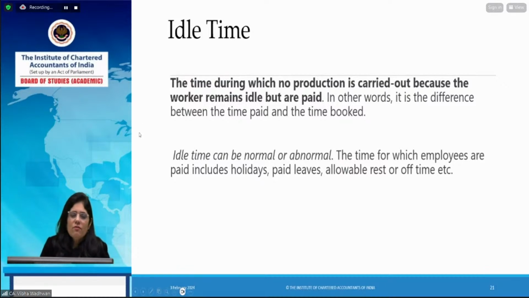So this is where we were, at the idle time, where no production is carried out because the worker remains idle. So we have to minimize the abnormal idle time again. We cannot be so harsh and cut down on their lunch break or their refreshment break. No, idle time has to be there. The worker needs an idle time, but there should not be abnormal idle time. If the lunch break is half an hour, they are spending 1 hour on lunch and then relaxing in the garden and park. That should not be there. So that discipline has to be maintained.